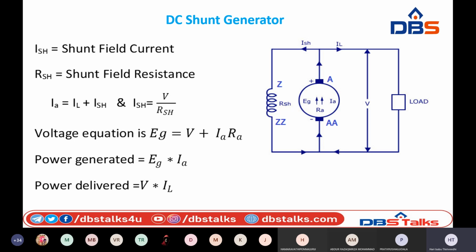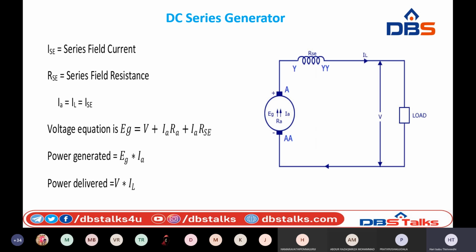Now go for the series generator. Look at the picture. Before, in the shunt generator, the field winding is connected across the armature, but here the field winding is connected in series with the armature. Such type of generator is called DC series generator, right? So this is the series generator.